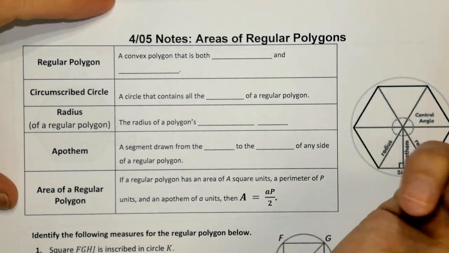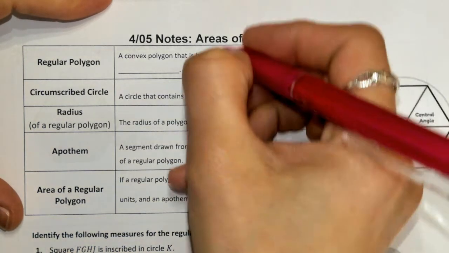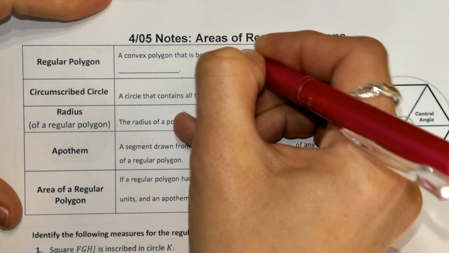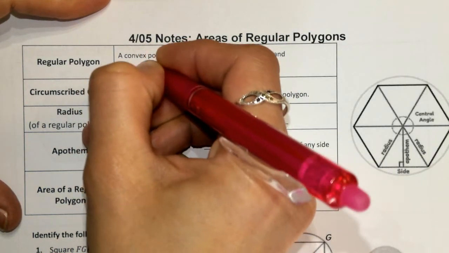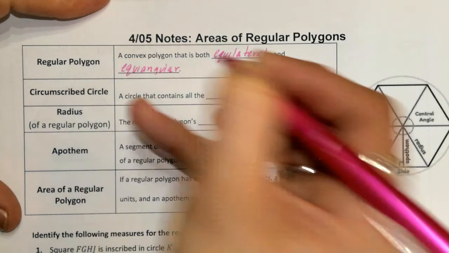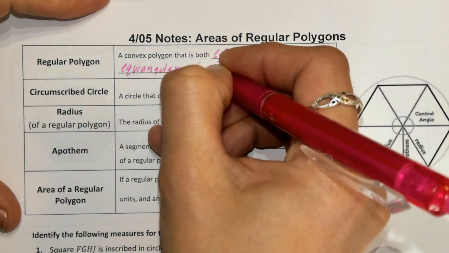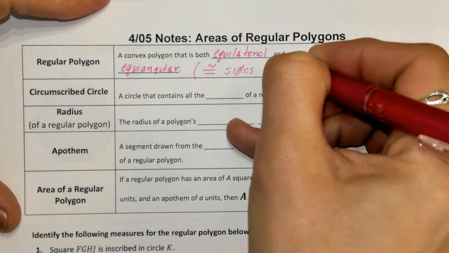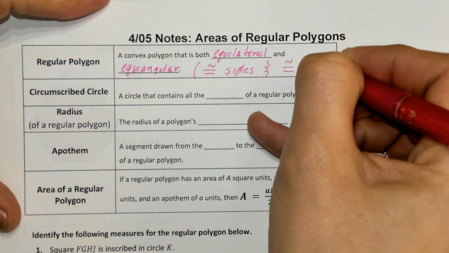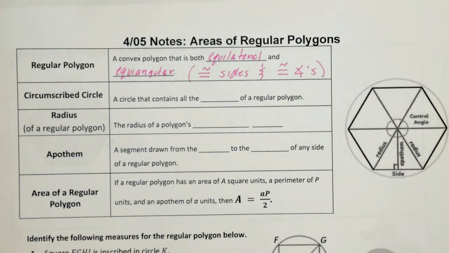A regular polygon is going to be a convex polygon that is both equilateral and equiangular. Okay, this is going to mean we're going to have congruent sides and congruent angles. And I will be going fast, so please make sure you are pausing.